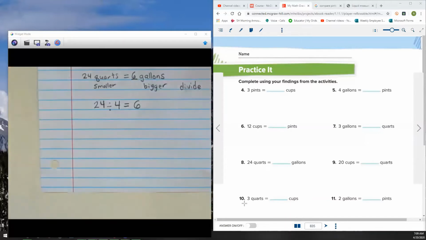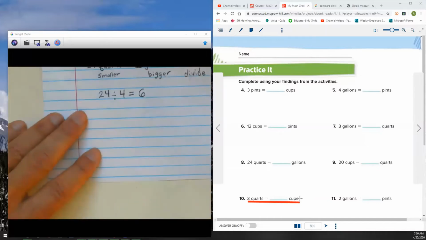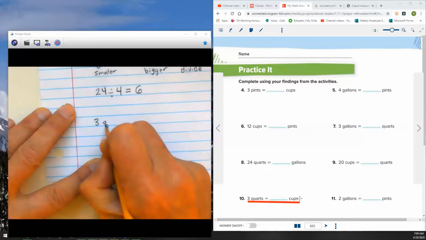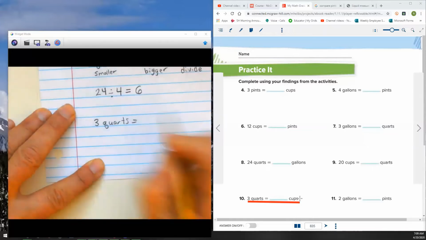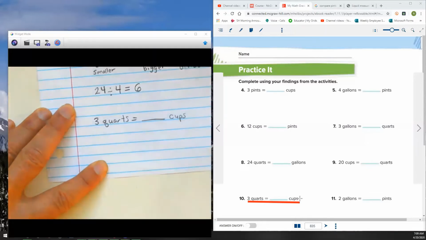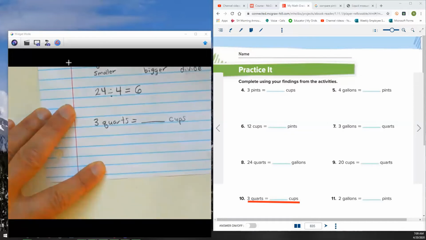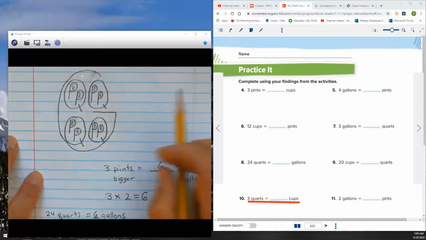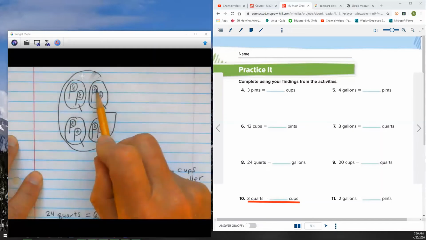Let's take a look at number 10. Now, number 10 down here is 3 quarts equals blank cups. So let me write down my 3 quarts equals blank cups. Now, the first thing I want to do is see if quarts are bigger than cups. So I'll go look at my G chart. And it looks like here that quarts are inside of gallons, pints are inside of quarts, and cups are inside of pints.